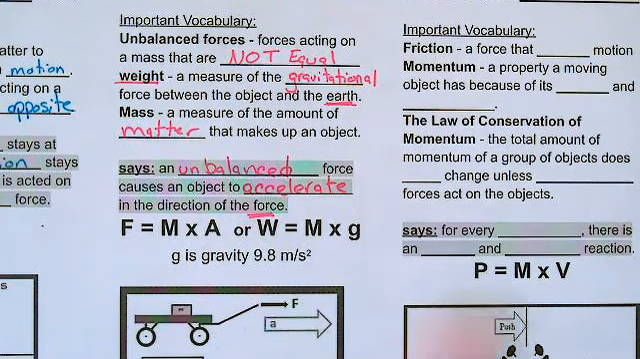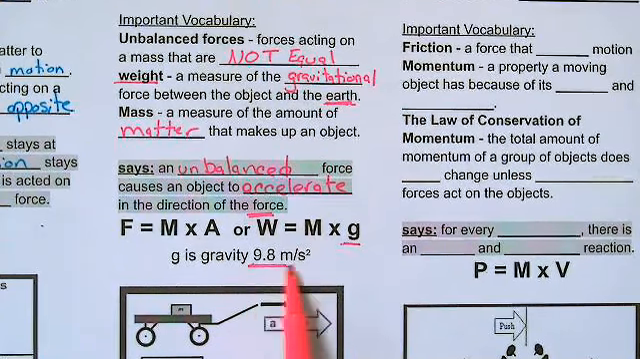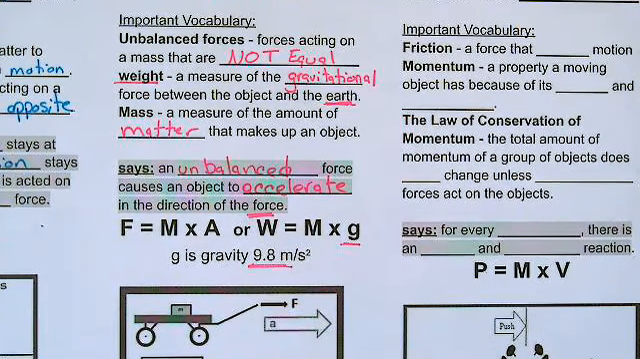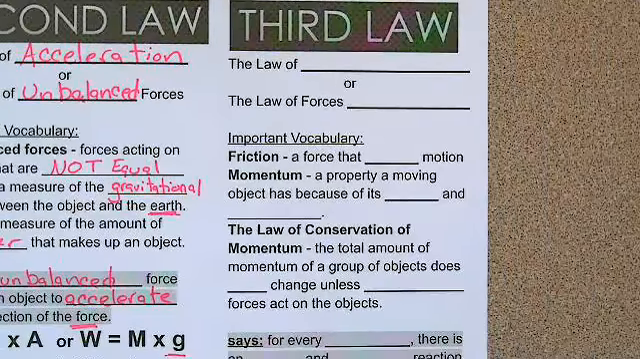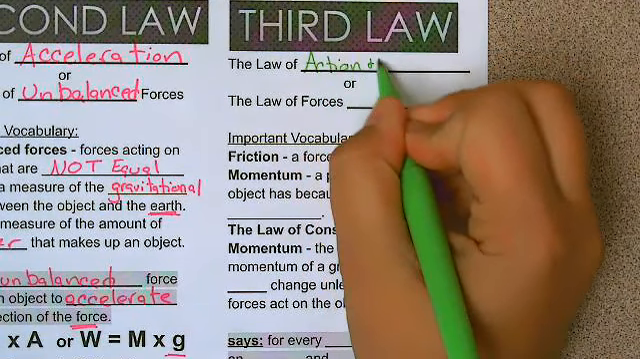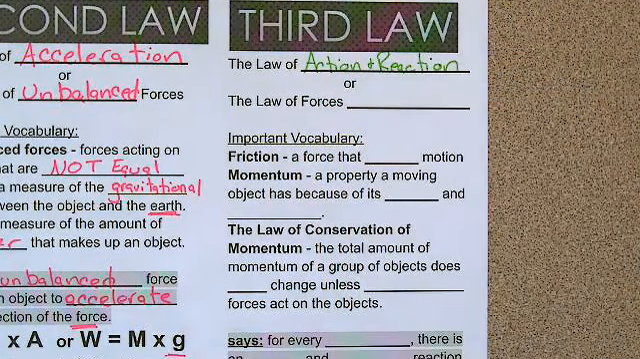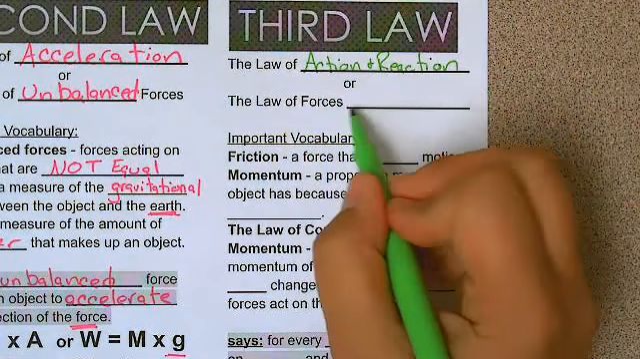Okay, so we do have a formula to help us calculate the weight of something. It's weight equals mass times gravity. And we're always going to use 9.8 as G to calculate the weight, unless you're on a different planet where the gravity is different. So that brings us to Newton's third law. Okay, Newton's third law is also called the law of action and reaction. It's also called the law of forces acting in pairs.